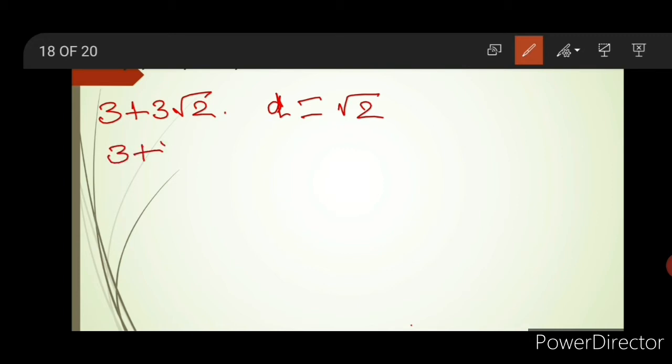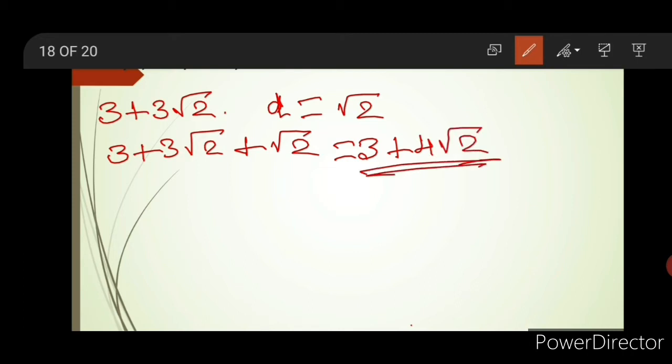4 more terms? So, what is the last term given here? Last term is 3 plus 3 root 2, right? So, if you want next term, what we have to do? Add common difference d. It is root 2. So, what is the next term? Add them. 3 plus 3 root 2 plus root 2 is equal to 3 plus, add them, 1 plus root 2 is equal to 3 plus 4 root 2.